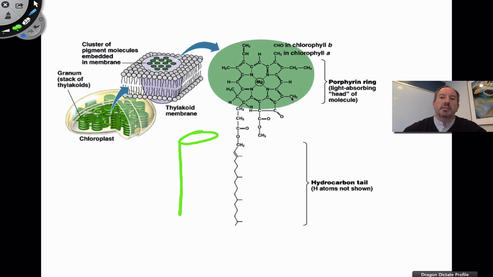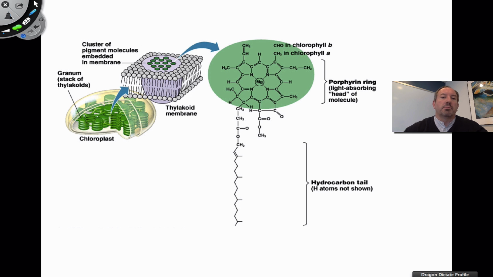And what's interesting is they have this porphyrin ring. And this porphyrin ring has magnesium in the center. And that is what's going to actually be capturing the sun. And so the porphyrin ring can be different in chlorophyll A versus chlorophyll B.